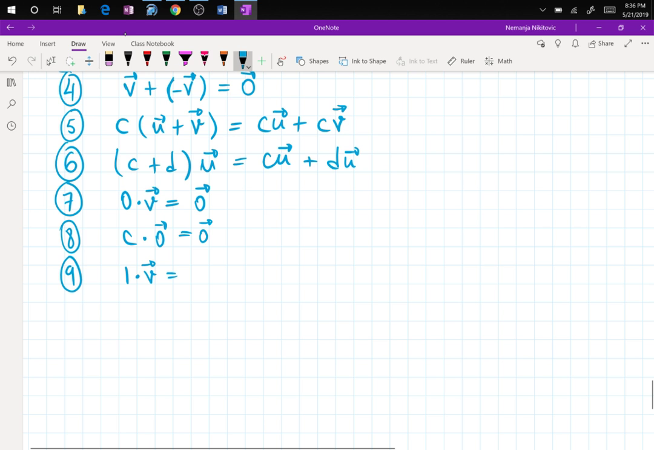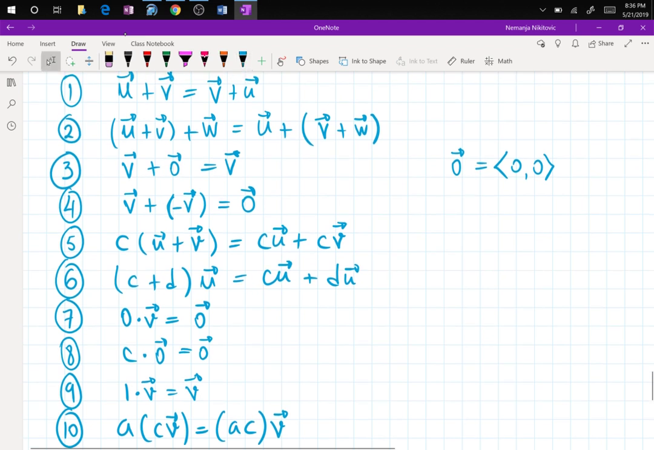Vector v. Yeah, vector v. A times C times vector v is, this is associative property for multiplication, ACV.